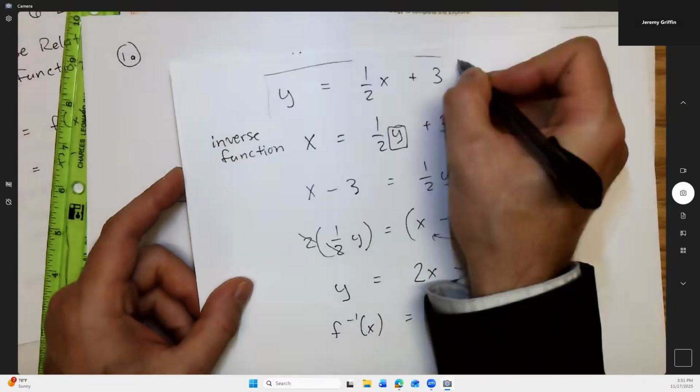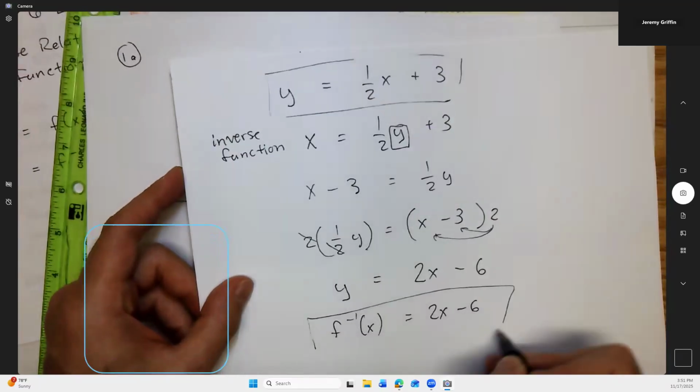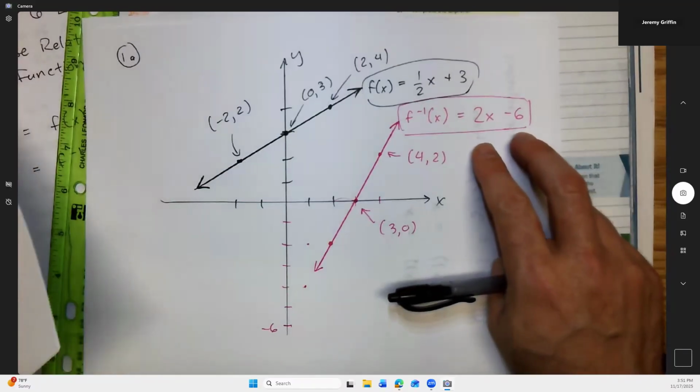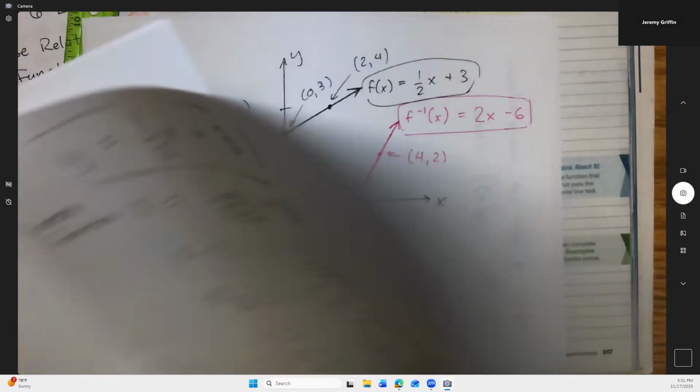Like if this black line was the original function. Is the inverse really 2x minus 6? Is that what we got? Yeah, that's exactly what we got. It's the same thing. Look at that. I also promised I'd show you guys that this is true.